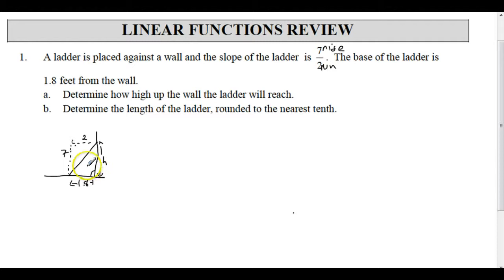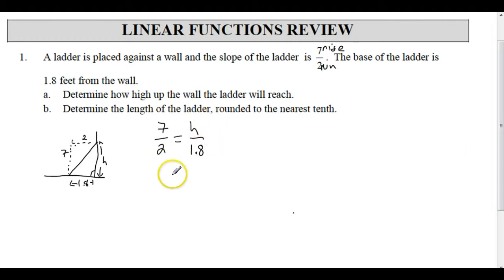Right, so what do we know? We know that for every 7 feet we go up, we'll go 2 feet over. If the base were 2 feet away, then we know that we would reach 7 feet up, but that's not the case here. So what we've got is rise over run is going to be equal to the rise over the run. In other words, this slope is 7 over 2. This is something over 1.8, which is going to be equal to 7 over 2. And I think I'm going to need a calculator here.